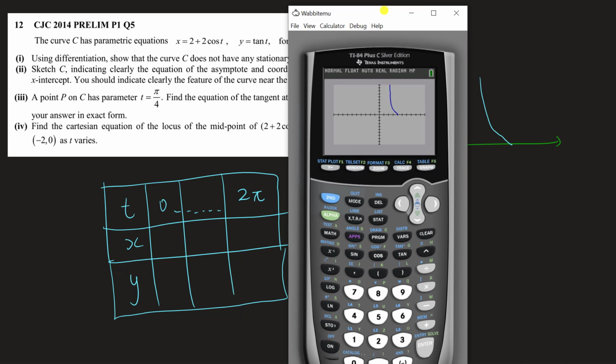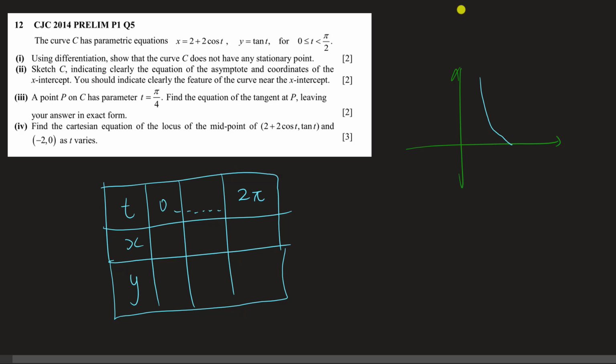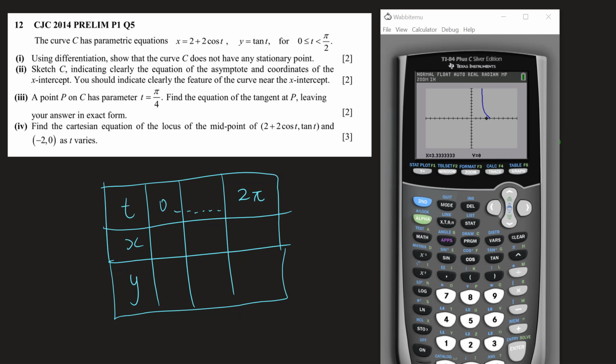However, because the question says you should clearly indicate the feature of the curve near the x-intercept, we should know something is going to be up here. So let's zoom in for a better view. You see that it's actually here, and it makes a sort of a mini turn before turning down.